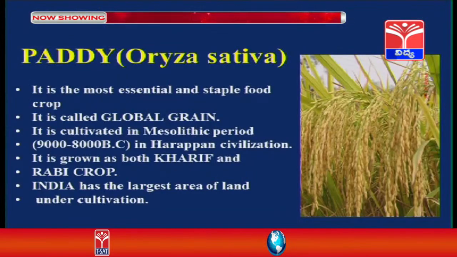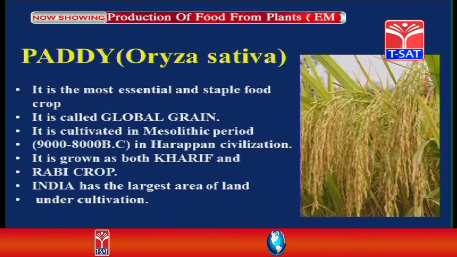Paddy is the most essential and staple food crop. Most South Indians take their food as paddy, whereas North Indians take wheat. Isn't it, children? Paddy is a crop which is grown both in Kharif season and Rabi season. The only Rabi crop is wheat. Wheat is grown only in Rabi season.